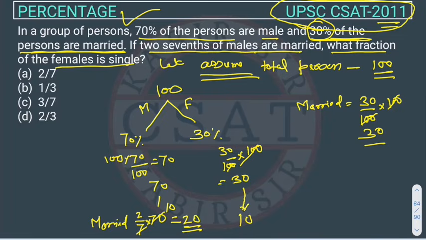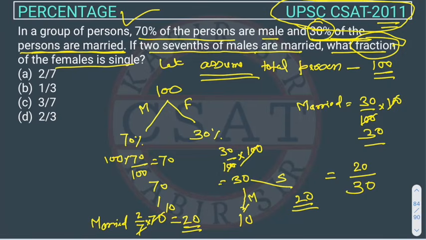If 10 female are married, so how many single females are there? The single female are 30 minus 10. It will be 20. They are single, they are married, right? So now the question is asking the fraction of the female is single. So the fraction will be, how many female are single? 20. And what is the total number of female? Total number of female is 30. This 0 will cut this 0. So the ratio is 2/3.